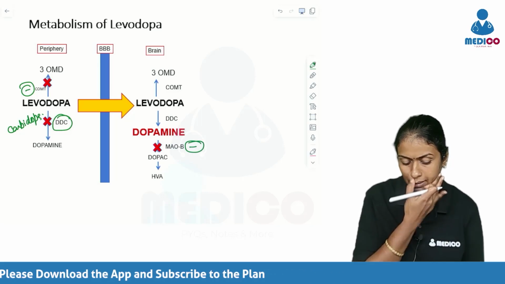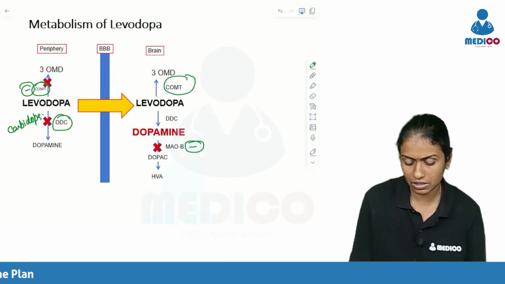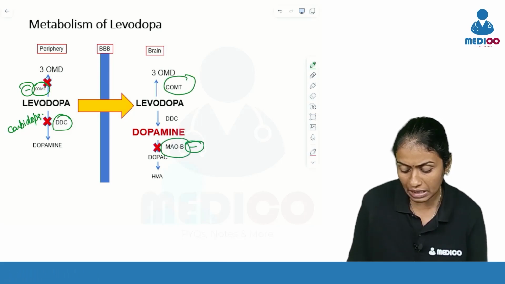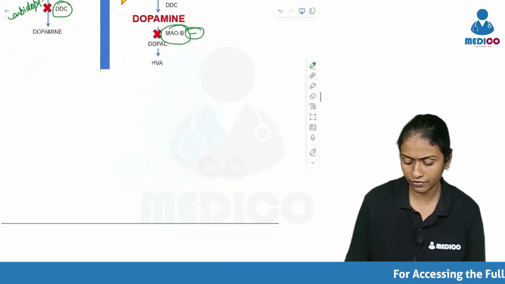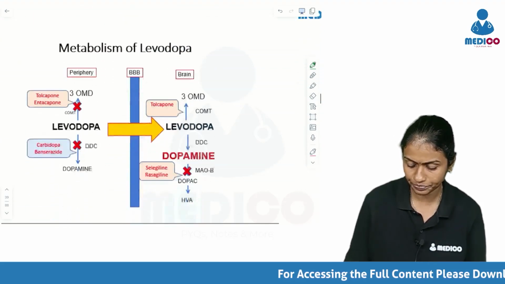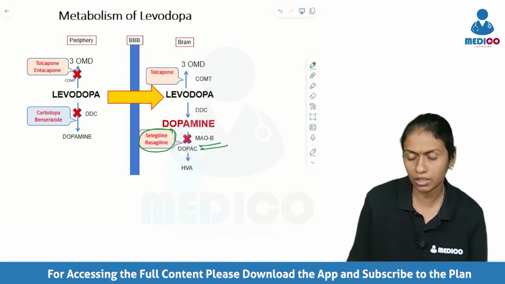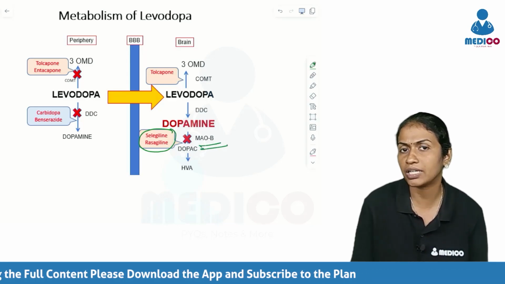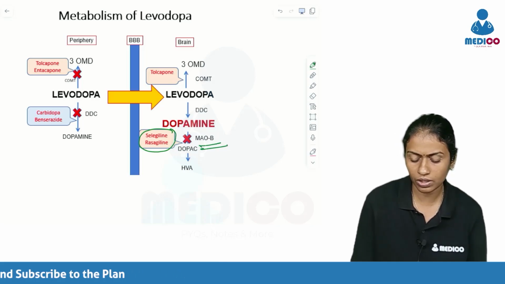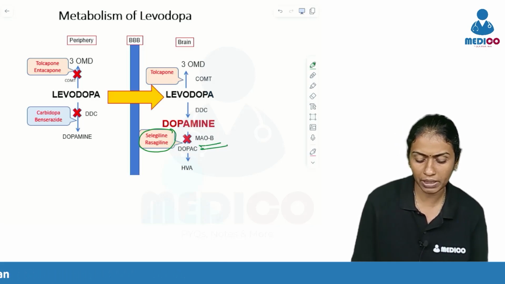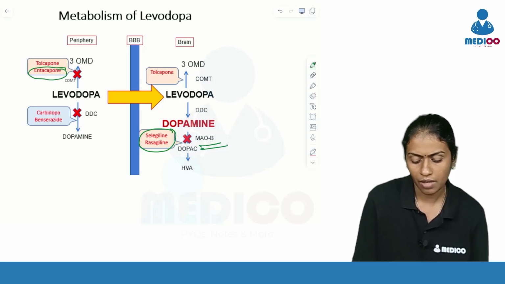You can see here COMT is available both peripherally as well as centrally, whereas MAOB is present only centrally. So here you have rasagiline, selegiline, which are MAOB inhibitors. You have tolcapone, entacapone, which are COMT inhibitors. The difference is tolcapone has both peripheral and central action. Entacapone has only peripheral action.